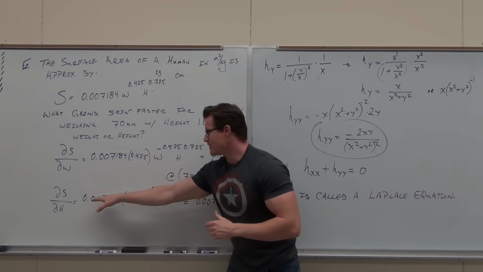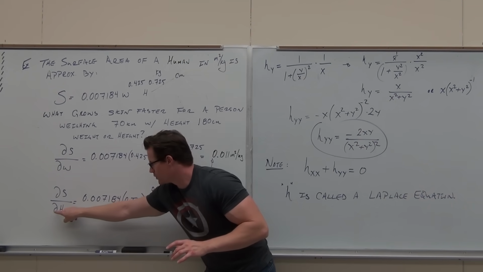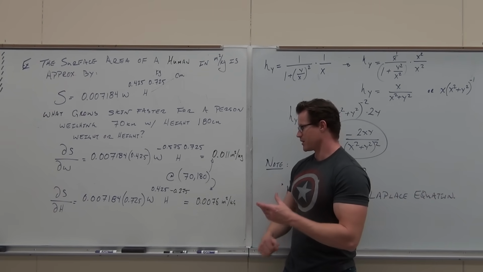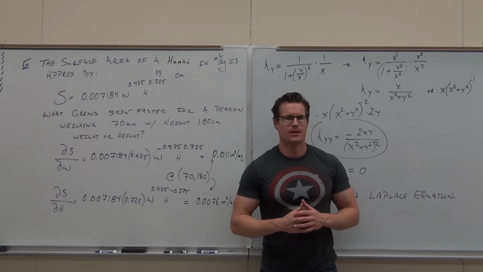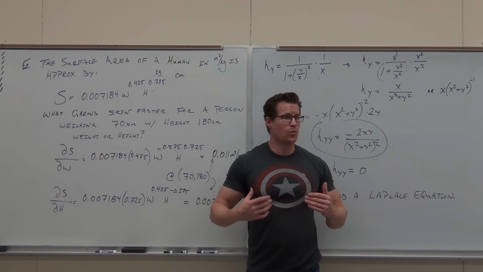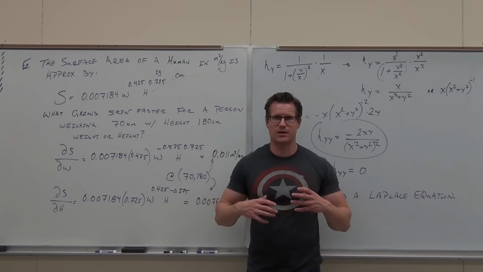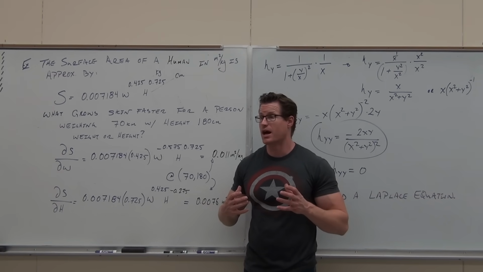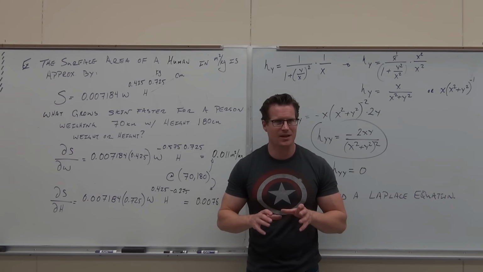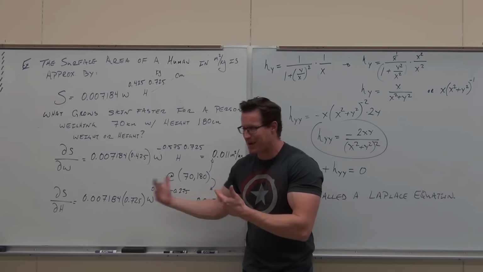Now, height says if I hold the weight constant, then we get 0.0076 meters squared per kilogram. Which one's bigger? What that says is a change in weight for this particular person will affect their surface area more drastically than a change in height will for this one guy. Does that make sense to you? It's interesting. That's what's happening here.